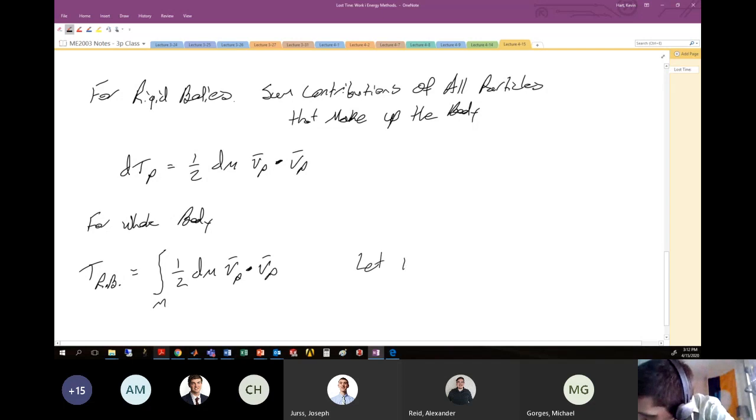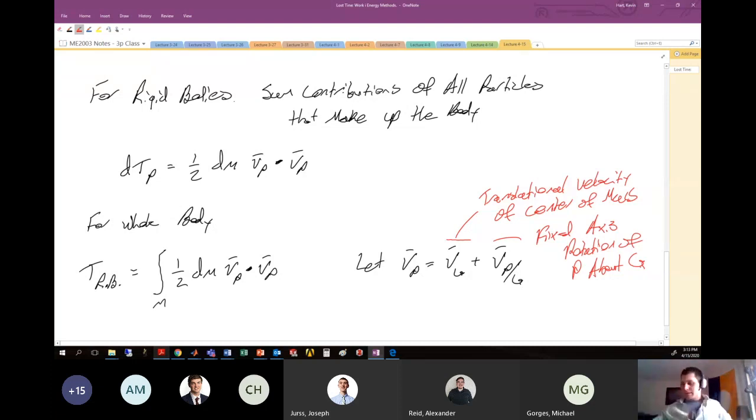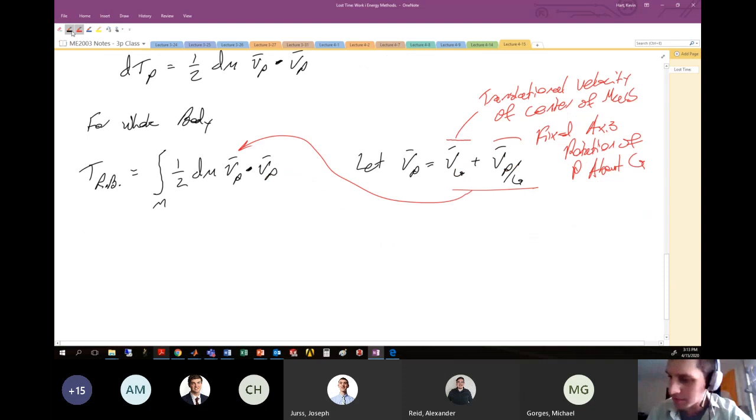And in this situation, we let the velocity of p equal the velocity of g, the velocity of the center of gravity of the object, plus the velocity of p relative to g, where we said that the velocity of any random point on the body, vp, is comprised of the translational velocity of g and this fixed axis rotation of p about g. All right, so if we let that happen, we plugged this in for our vp, foiled this and distributed it out. And we ended yesterday's discussion with an expression for the kinetic energy of a rigid body, which looked scary.